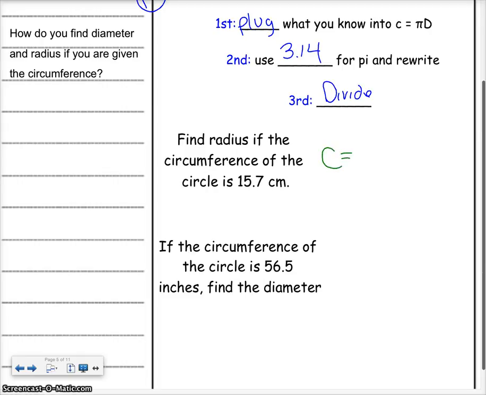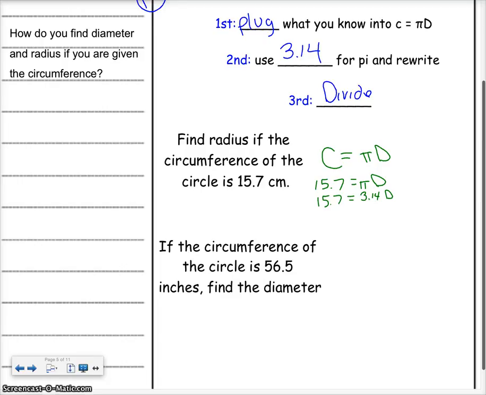So here's what I know. C equals pi times diameter. That's what I know. Find the radius if the circumference is 15.7. So it says to plug what I know. So I know that 15.7 equals pi times my diameter. That's what I know. That's step 1. Step 2 is use 3.14 for pi. So 15.7 equals 3.14 times the diameter. Then I have to divide to get it by itself.